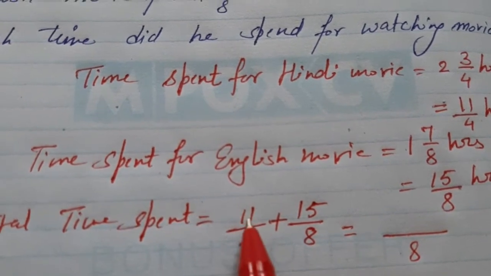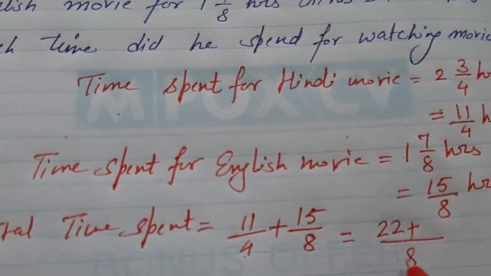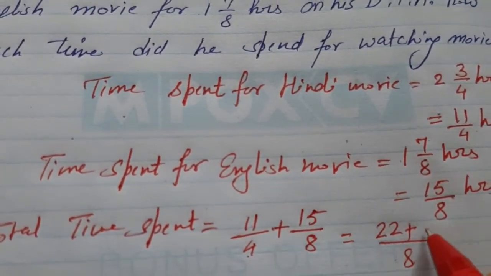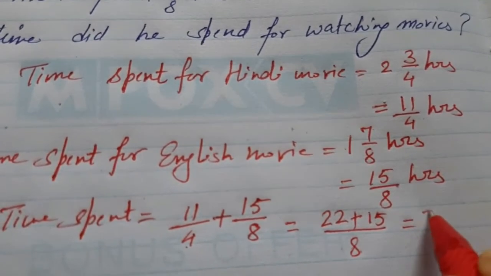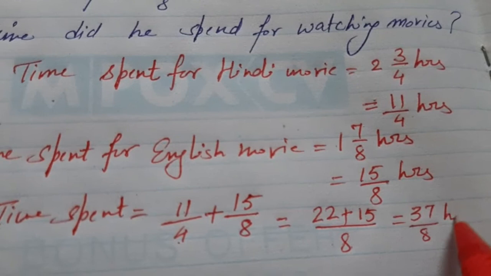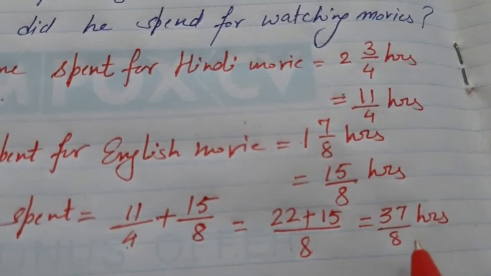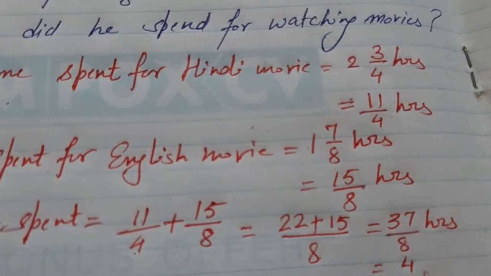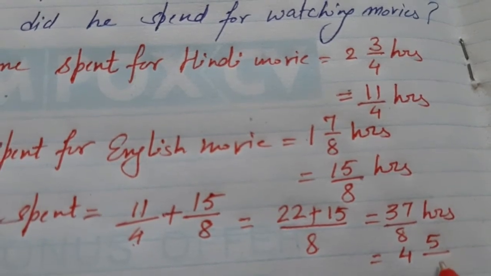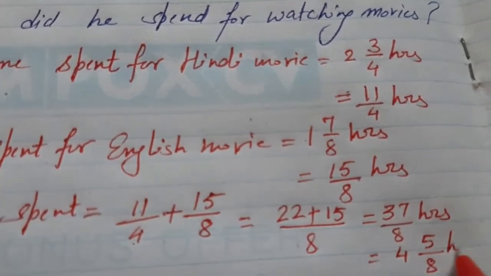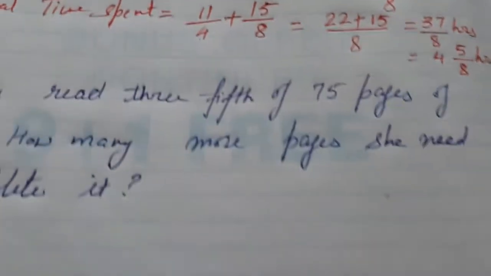4 2s are 8, so we will multiply the numerator by 2. 11 2s are 22, plus 8 divided by 8 is 1, so here we will get only 15. So 22 plus 15 will be 37 by 8 hours. You can change it into a mixed fraction also. 8 4s are 32, 5 is the remainder and 8 is the divisor. So the answer will be 4 and 5 by 8 hours.